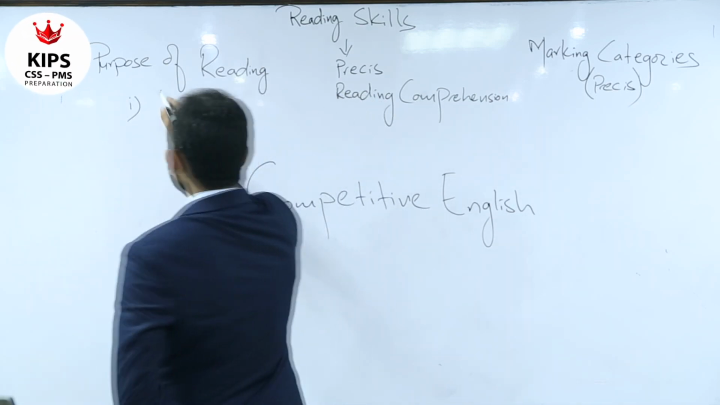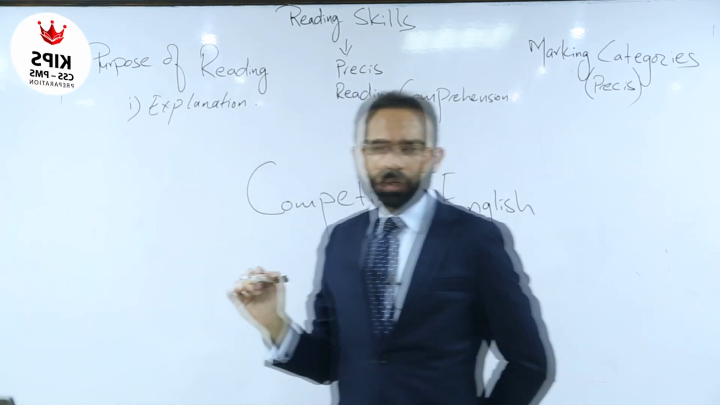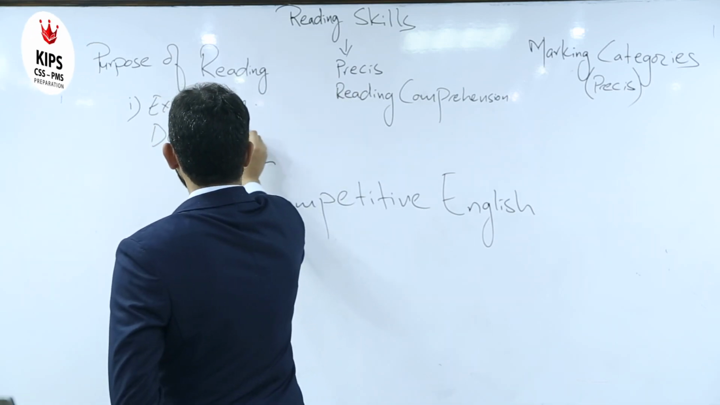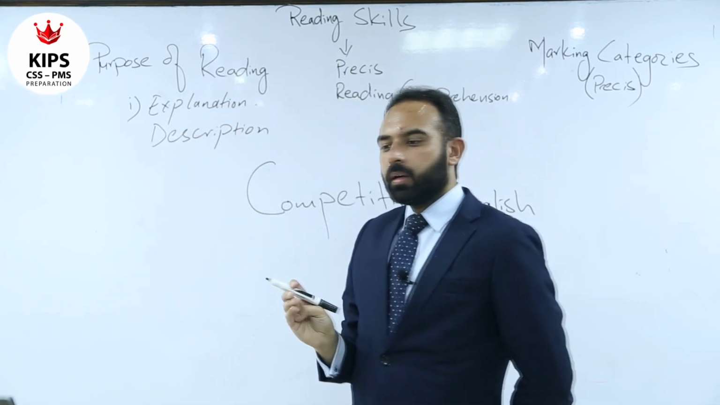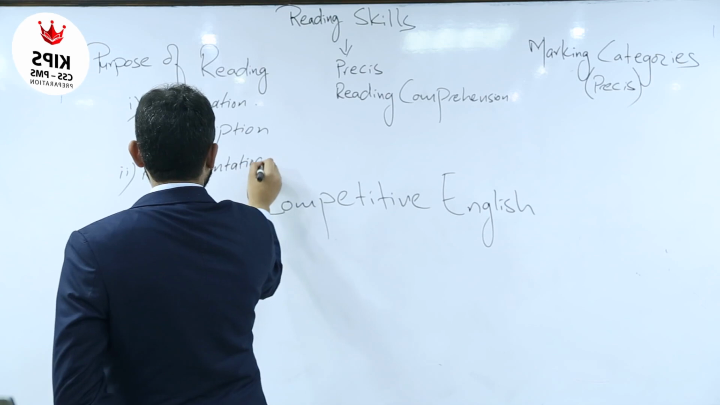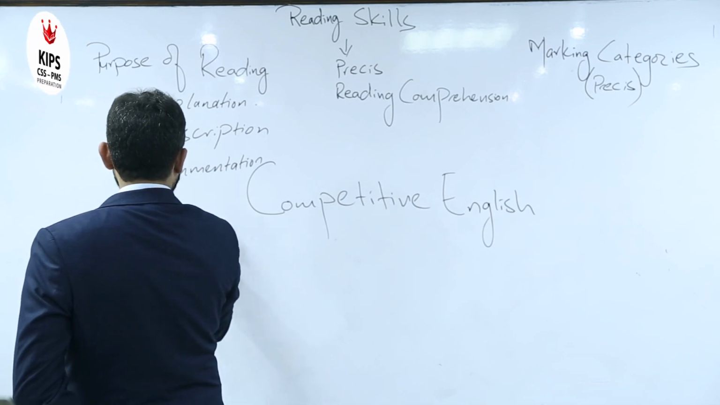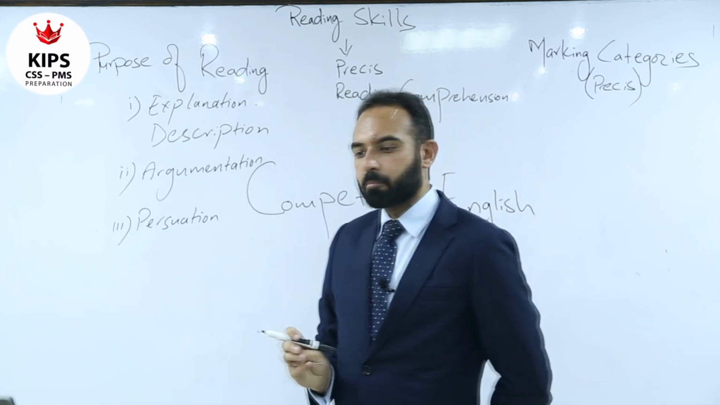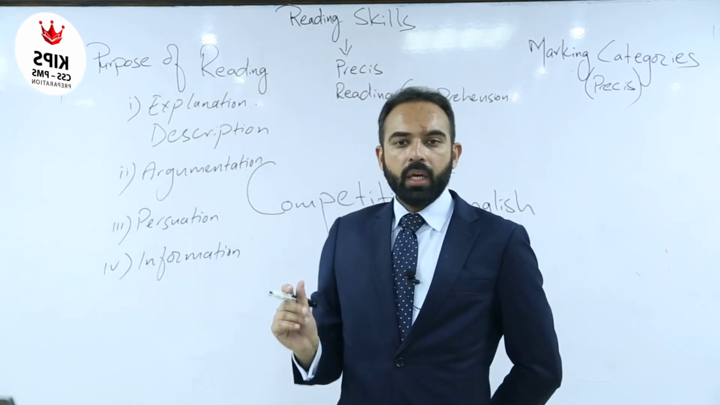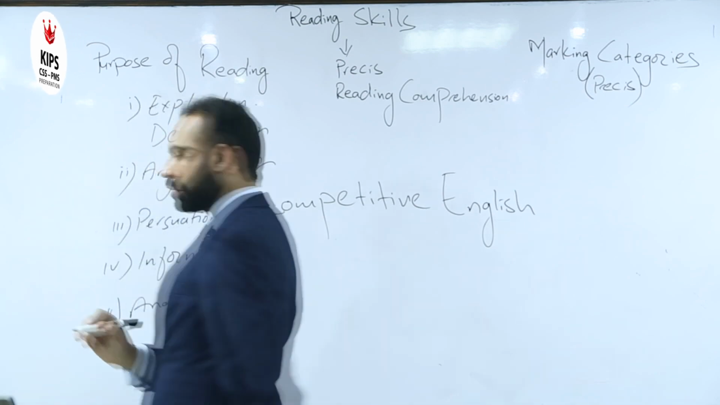For example, a passage might have explanation as the purpose at its core. Description can also be the purpose of the passage. There would be certain passages which might be focusing on argumentation. There can be a few passages which are solely concerned with persuasion. Certain passages would be related to information, and they would aim to provide certain information to the reader. There would be a few passages which might focus upon analysis of an idea.